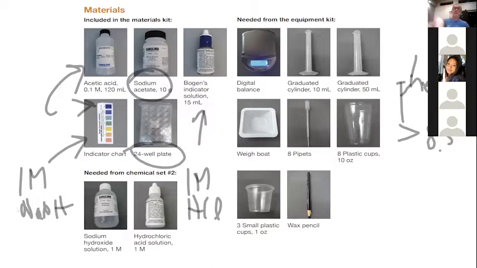So we'll need our balance, because we need to measure the mass of sodium acetate. We're going to be using a whole ton of plastic cups, and get yourself a marker or a wax pen or something you can mark on these, because if you don't, it's going to be a nightmare keeping them all straight. Small plastic cups, a weigh boat, and we're going to be using a ton of pipettes. And you can label the pipettes as well, because you don't want to mix them. If you're using a pipette to draw out acid, you don't want to immediately then put it into base, because that will screw up your concentrations.